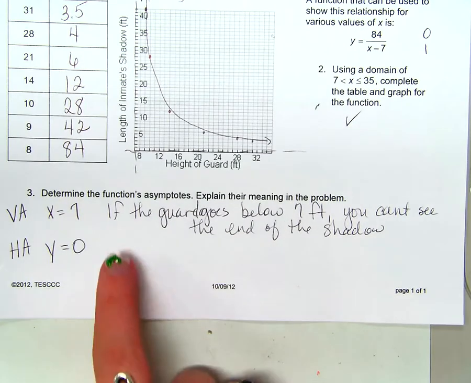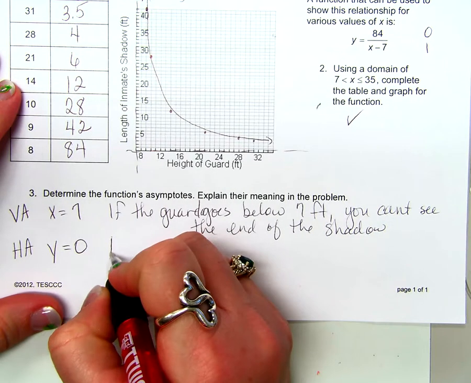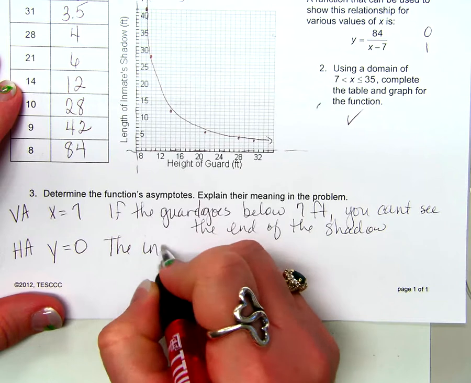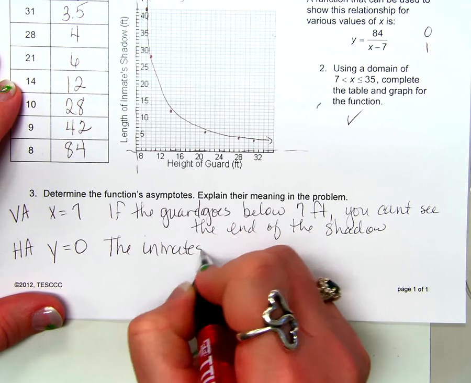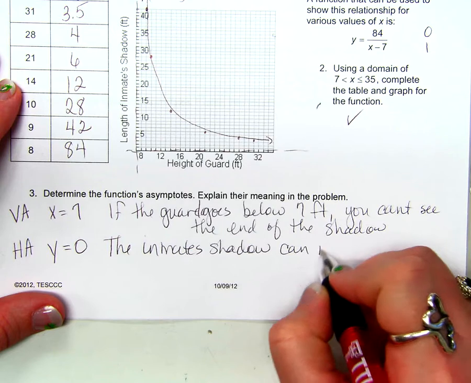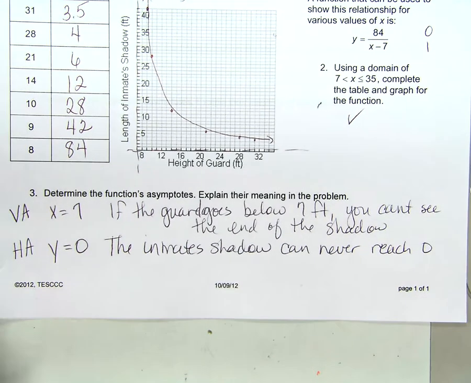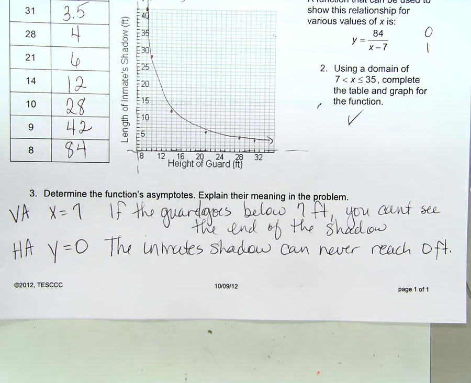So what are we going to write here for horizontal asymptote? The inmate's shadow can never reach 0 feet. What do you mean, never reach 0? Because here's the deal.